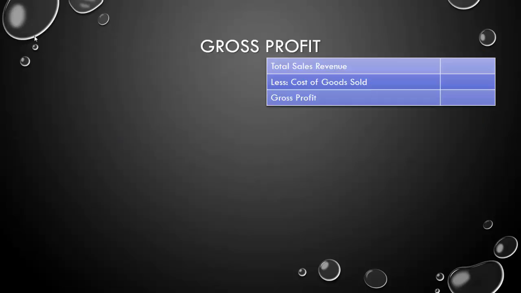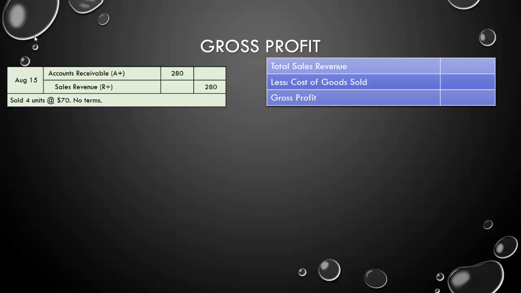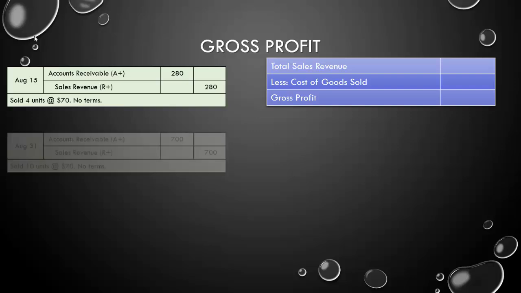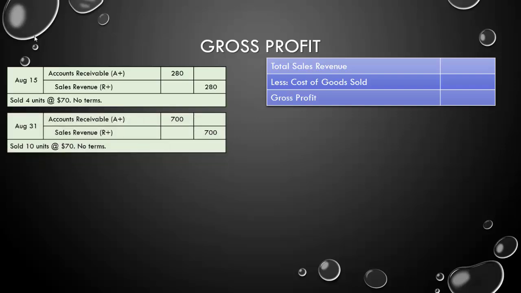And with this, we can figure out what Kylo Fashion's gross profit was for the period. We had two sales, and in the first one we recorded sales revenue of $280. In the second sale we recorded sales revenue of $700, which means we had total sales revenue during the period of $980. We subtract out our cost of goods sold from the two transactions, we're going to get our gross profit. What was our cost of goods sold?